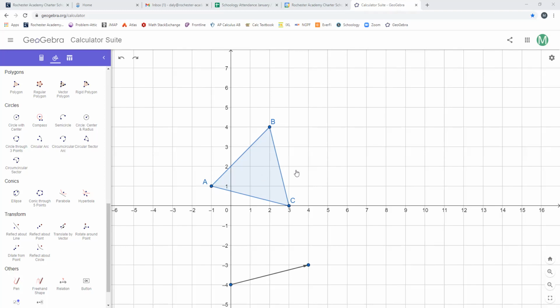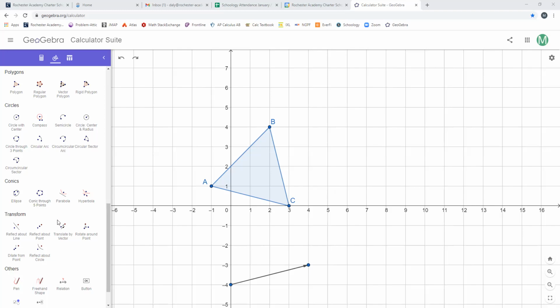Well, every one of these vertices is going to go up 1 point and over 4 points. So A is going to go up 1 and then over 1, 2, 3, 4. So this is going to be where A prime is. And then B prime is going to be the same. It's going to go over here somewhere. And C prime is going to go up and over 4, and it's going to be over here-ish. And then the triangle is going to be made up of those 3 points.